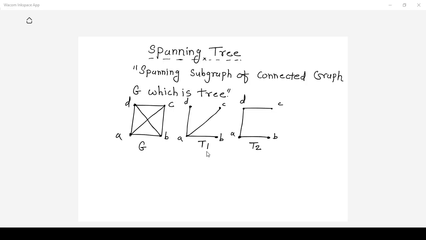I can also have a spanning tree like A, B, C, D. I'll consider edges D to C, B to C, and A to B. So this is also a spanning subgraph which is a tree. Suppose I'll call this graph T3. So T3 is a spanning subgraph which is a tree, and hence I can say T3 is a spanning tree. So there can be many different spanning trees possible on a given graph G.